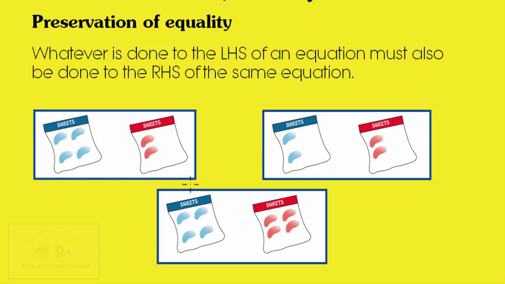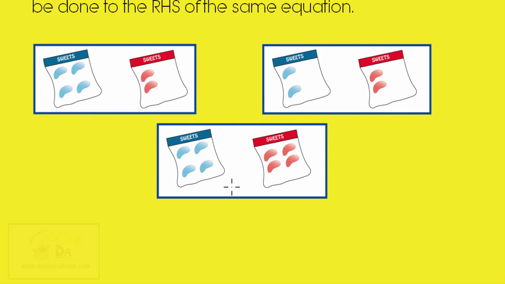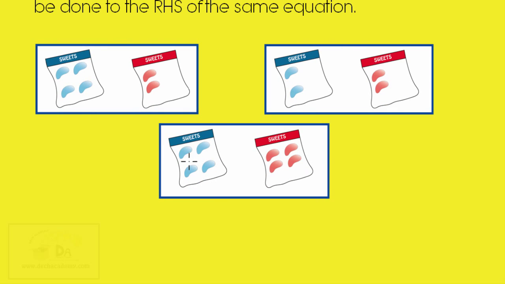So I'm using this as an analogy for an equation. Imagine we start with this bag of sweets. The number of sweets in this bag is 4. The number of sweets in this bag is 4 as well. So initially, the number of sweets are equal to each other. So we can consider this as an equation: 4 sweets equals 4 sweets. Now imagine that I take 2 sweets out of this bag. Imagine that 2 sweets are taken out of the right-hand side bag. We now have this scenario. There are 4 sweets on the left-hand side, and there are 2 sweets on the right-hand side.